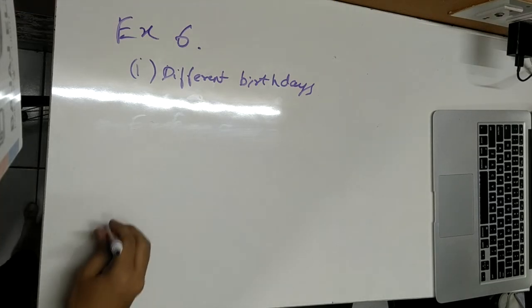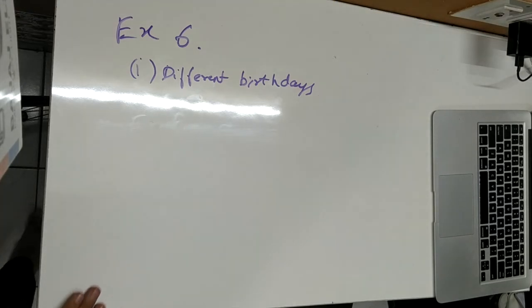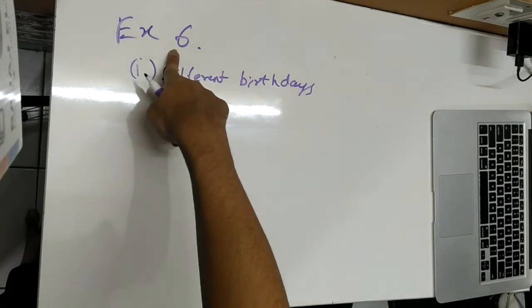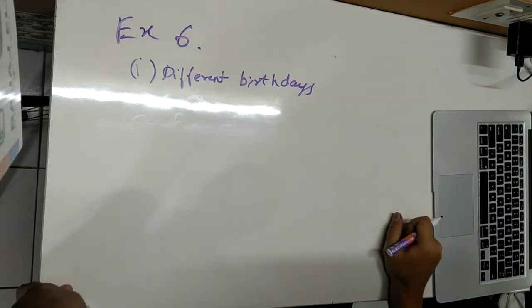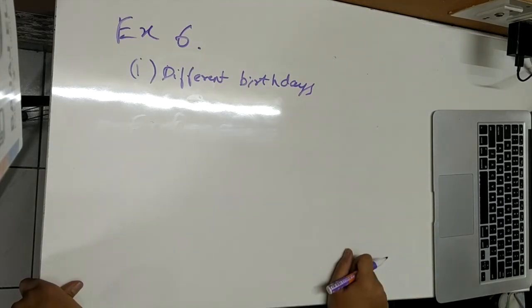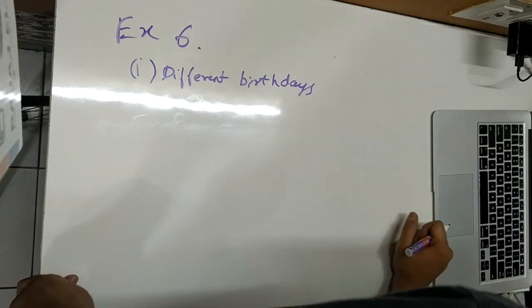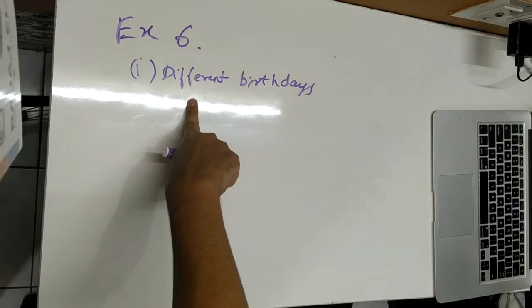So this question is about Savita and Hamida. We are going to example 6. Open that in your textbook. About Savita and Hamida. What is the question? Savita and Hamida are friends, what is the probability that both will have different birthdays?